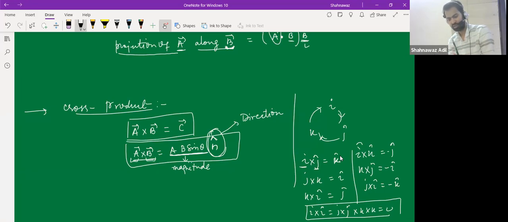So I have this i, I have this j, and I have this k, right? If I take the cross product, what will I get? The k direction, right? So this k is perpendicular to both i and j. So the cross product will give you the direction which will be perpendicular to both the vectors. Is this statement clear to you guys?